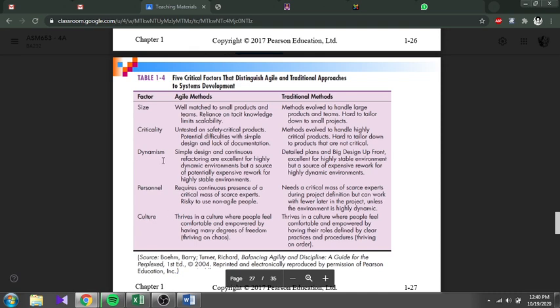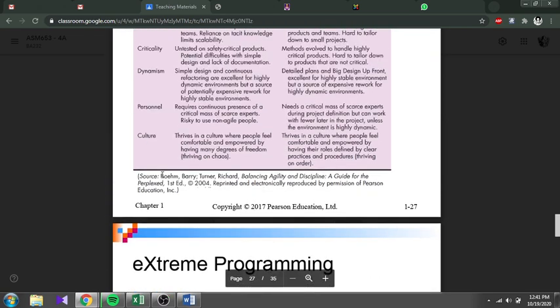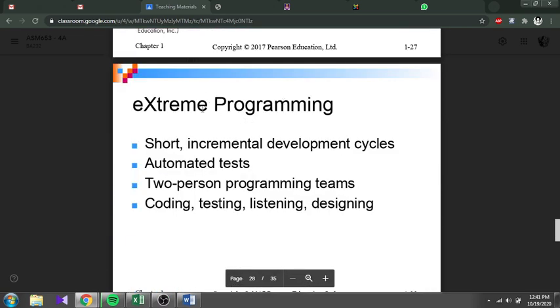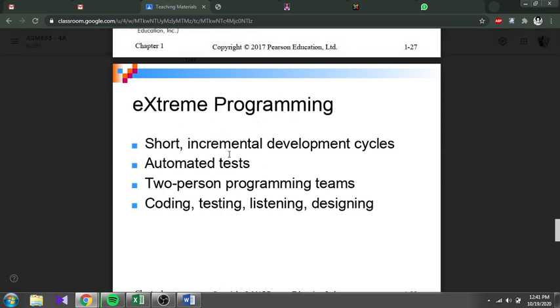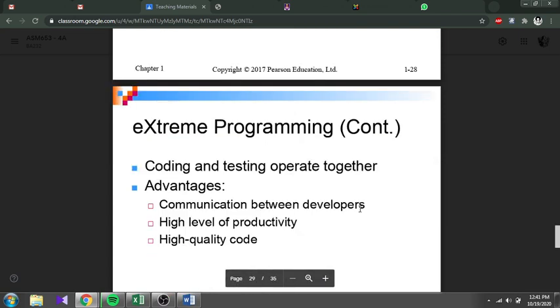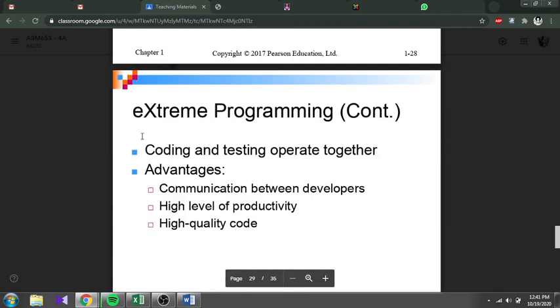On culture, dynamism, personnel, maybe this will come out in your test. Alright, the second last one is extreme programming: short incremental development cycles, automated tests, two-person programming teams, and coding, testing, listening, and design. As the name says, it is extreme. They do coding and testing only, which we do simultaneously.